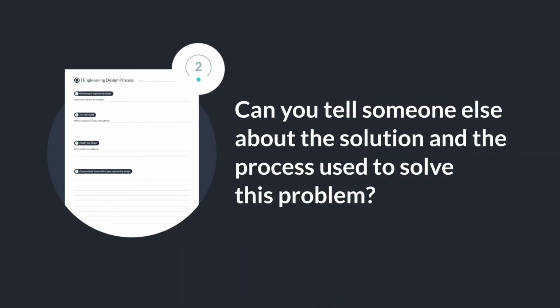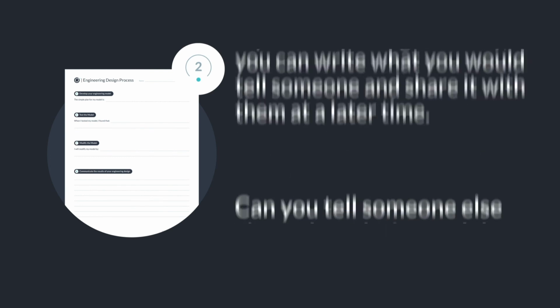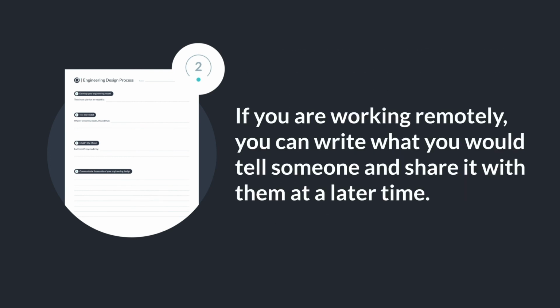Can you tell someone else about the solution and the process used to solve this problem? If you are working remotely, you can write what you would tell somebody and share it with them at a later time in Section 8.